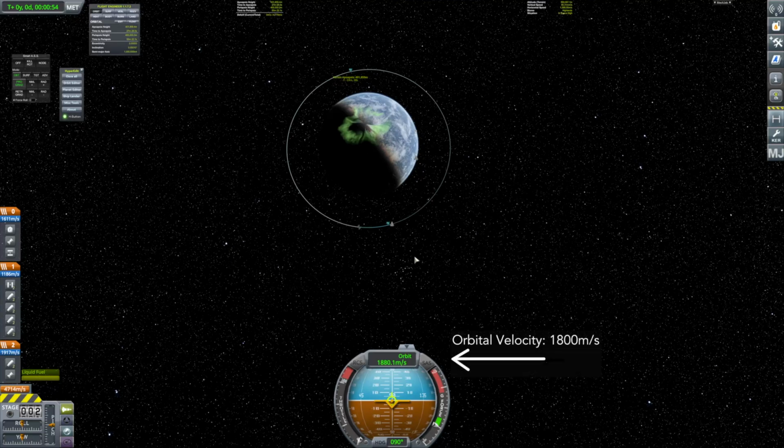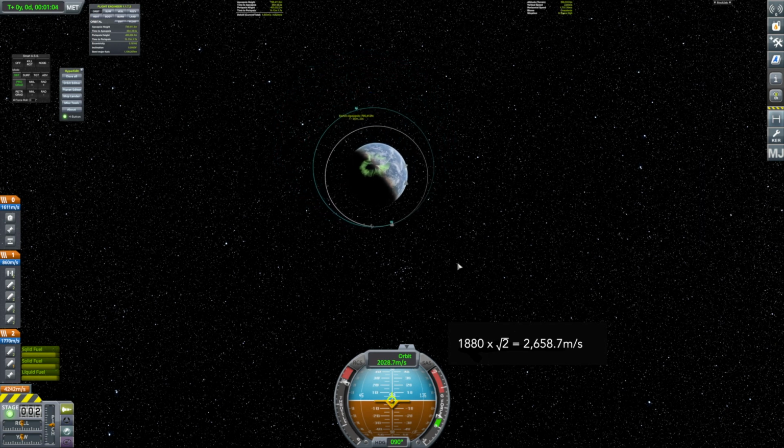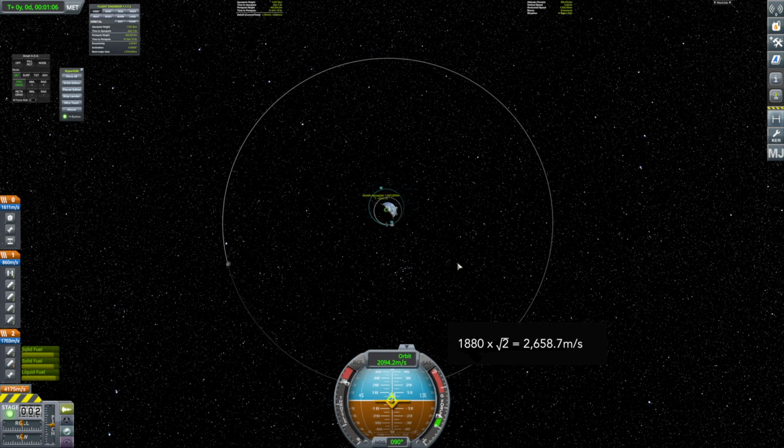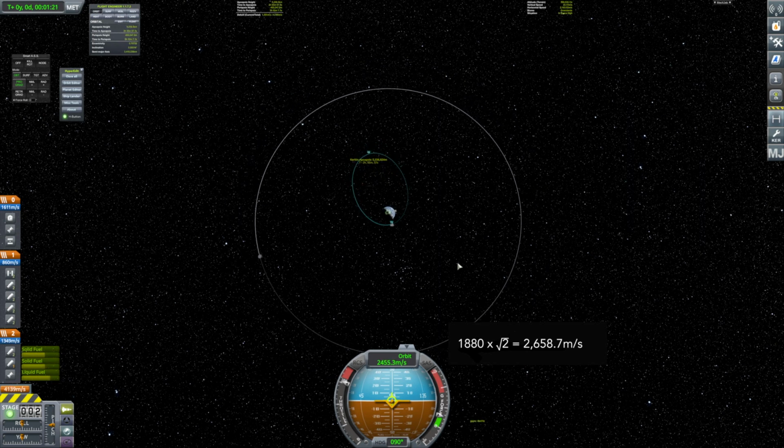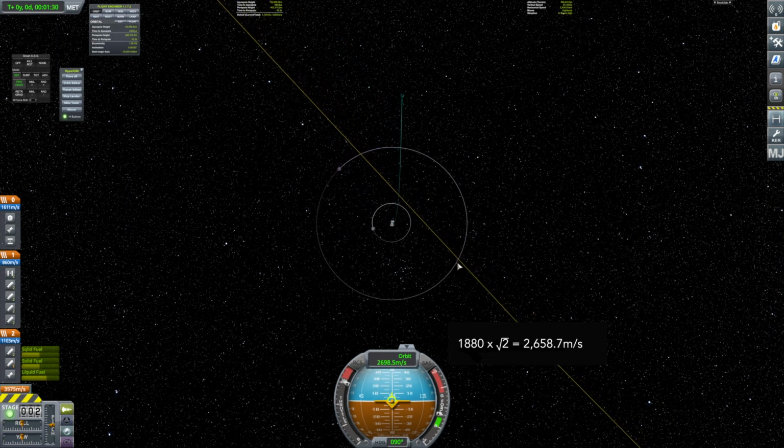So here we are in orbit. Note our orbital velocity is 1880 meters per second. If we multiply that by the root of 2, we get about 2660 meters per second for our escape velocity. As we fire our thrusters, watch the speed and trajectory to see when we escape orbit. Right on the money. But there's always a bigger fish.